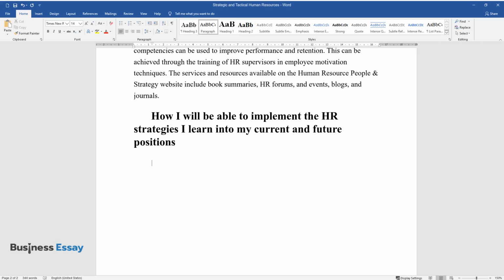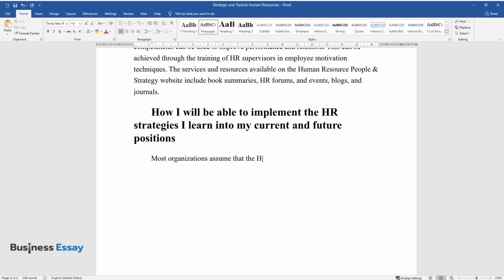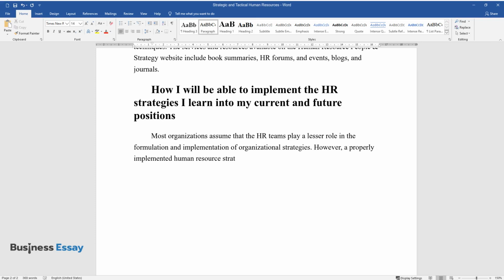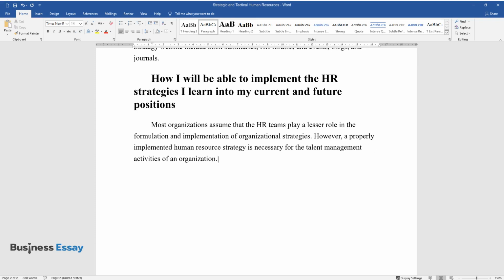How I will be able to implement the HR strategies I learn into my current and future positions. Most organizations assume that the HR teams play a lesser role in the formulation and implementation of organizational strategies. However, a properly implemented human resource strategy is necessary for the talent management activities of an organization.